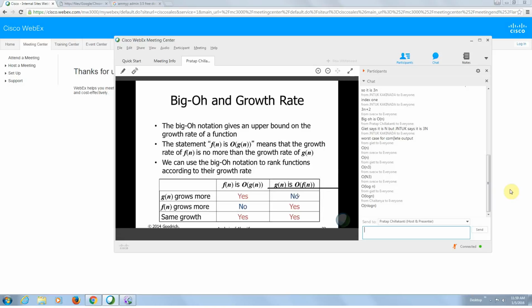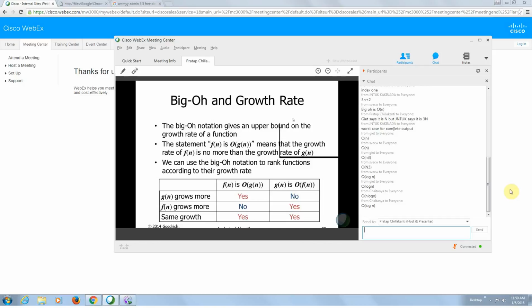So what does the big O notation give us? Okay, it gives you an upper bound, right? The growth rate of a function. Okay, so how do we interpret that? In English terms, when we say the statement f(n) is order of g(n), what it means is the growth rate of f(n) is no more than the growth rate of g(n).